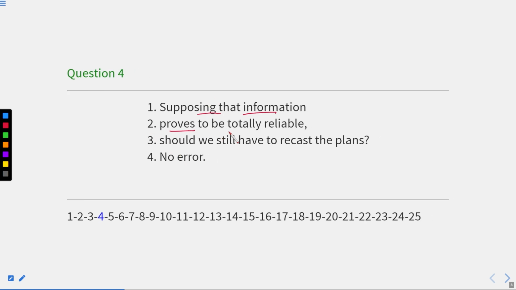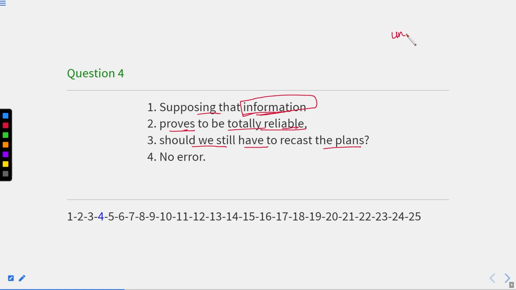Supposing that information proves to be totally reliable, should we still have to recast the plans? Now, supposing that information proves, now which information are we talking about? We are talking about obviously some particular information. Supposing that information proves to be totally reliable, it means that information that has been fetched by you. So should we still have to recast the plans? It means we are talking about some particular information that we have received. Therefore, this information is particular.